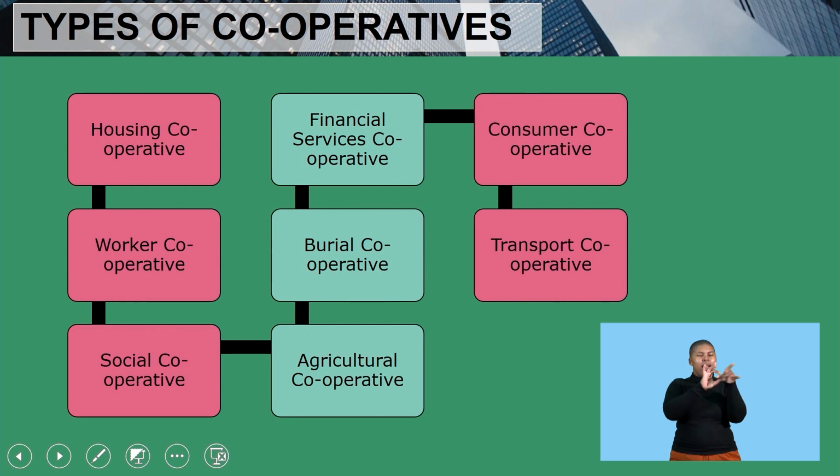The types of cooperatives that we have: housing cooperative, worker cooperative, social cooperative, financial services cooperative, burial cooperative, agricultural cooperative, consumer cooperative, and transport cooperative. Okay, learners, you need to also understand that the list of cooperatives is not endless. These are not the only cooperatives that we have. There are also other cooperatives, but just for this lesson, we only mentioned these few.